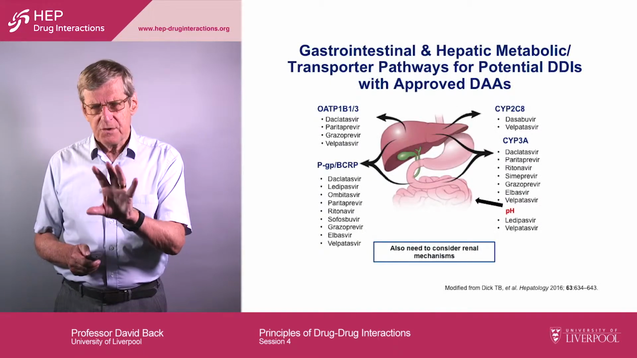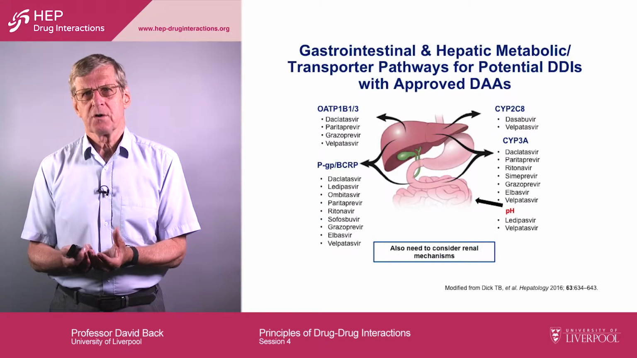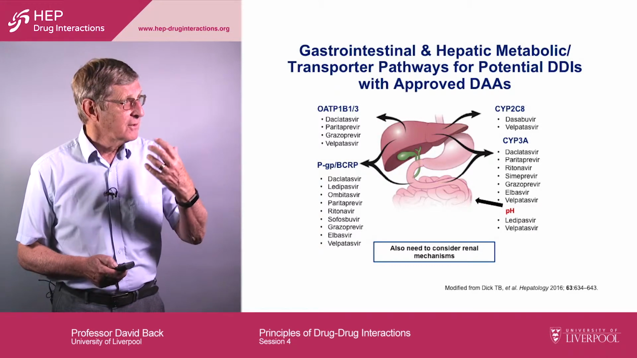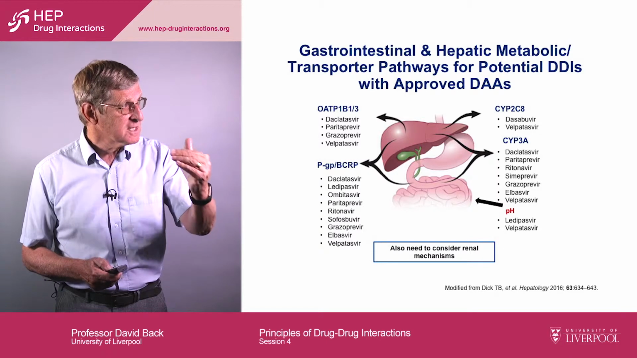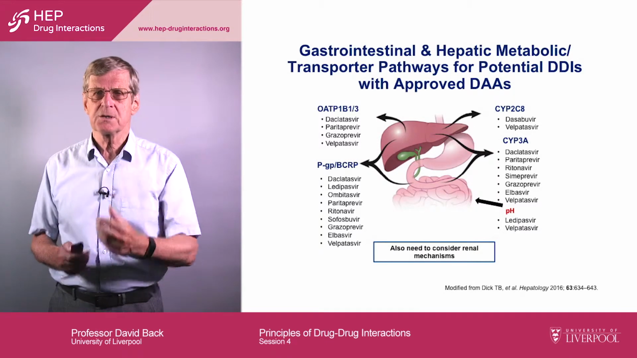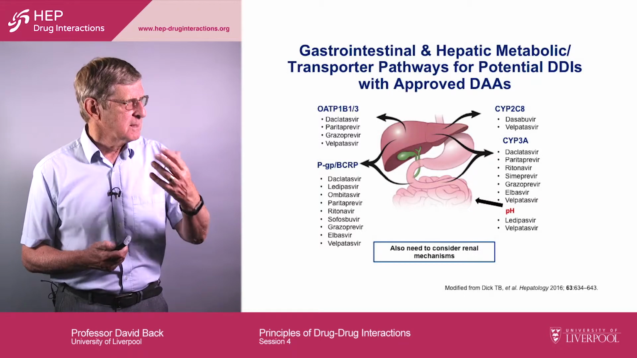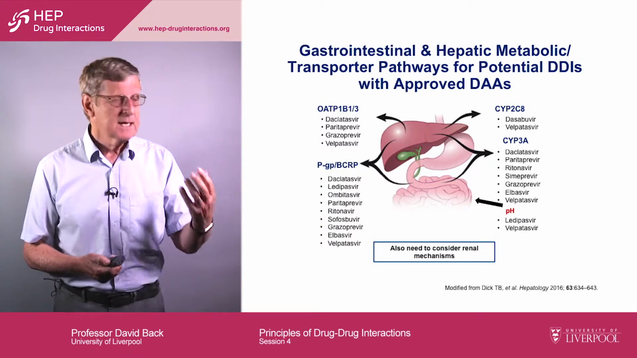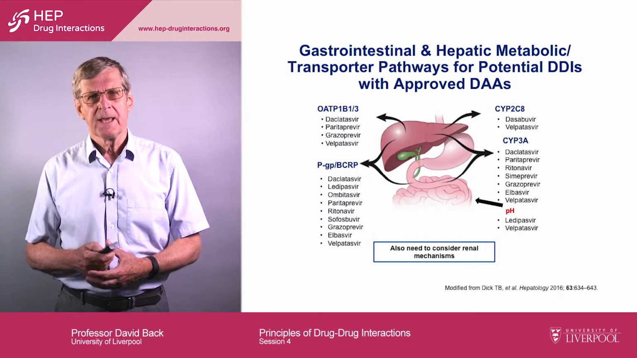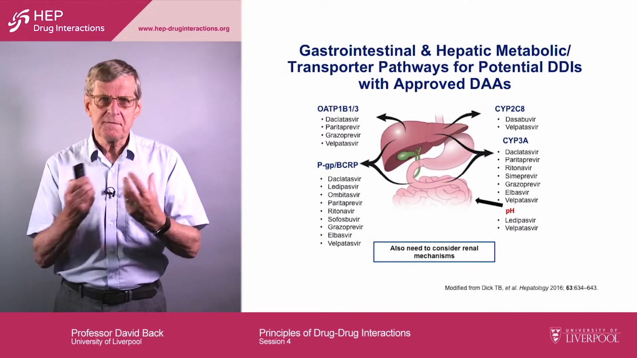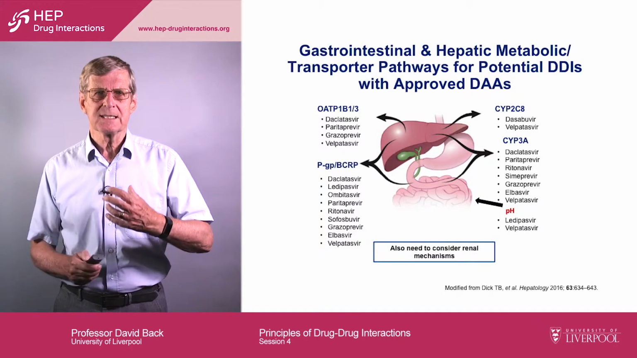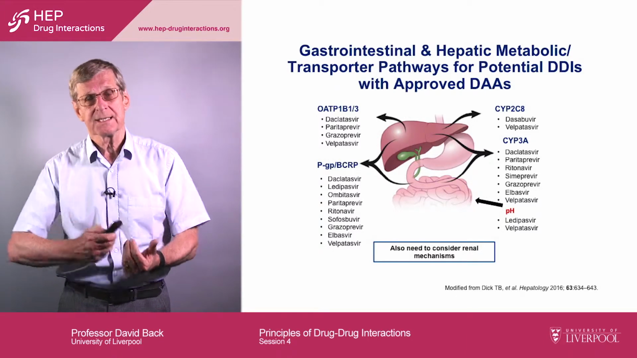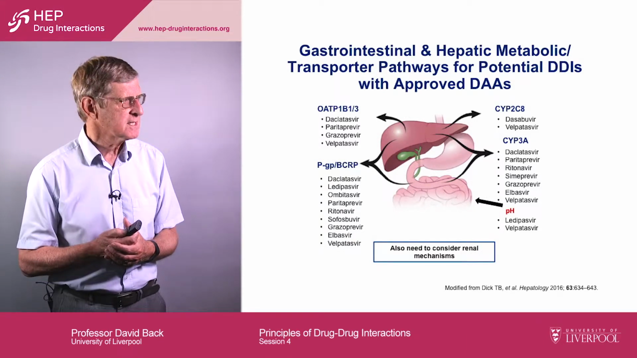So finally, let's just focus in on a snapshot of the anti-hepatitis C drugs, the DAAs. And you can see here that different drugs have been put against some of those proteins that we've been thinking about. So CYP2C8, CYP3A, OATP1B1, P-glycoprotein and BCRP. And it means that those drugs are involved with those particular proteins either to be metabolized by or to influence those proteins and therefore affect a drug-drug interaction.